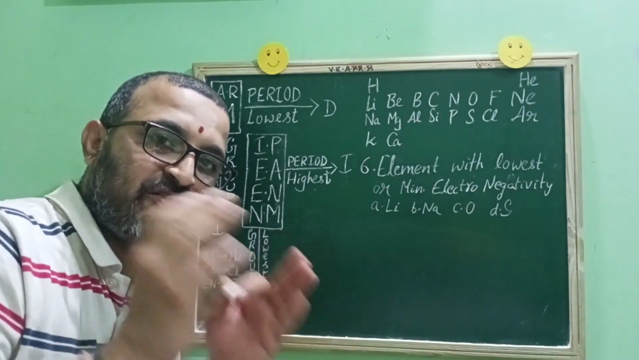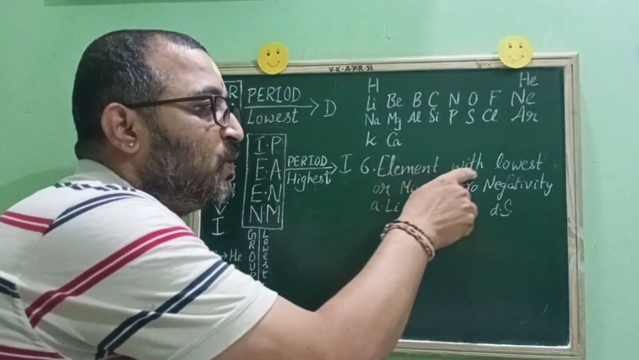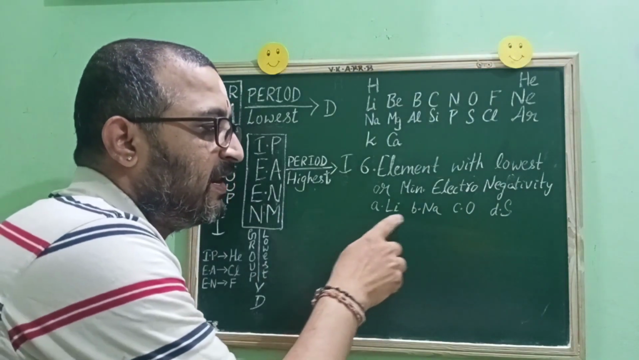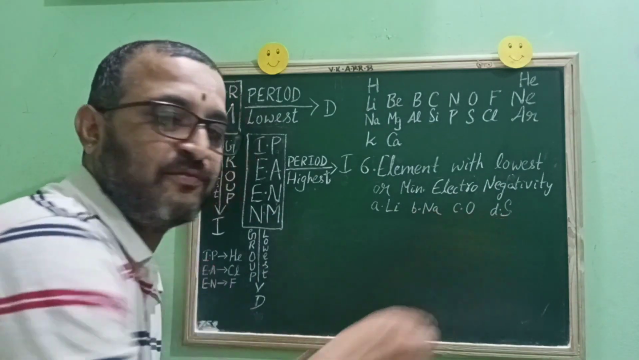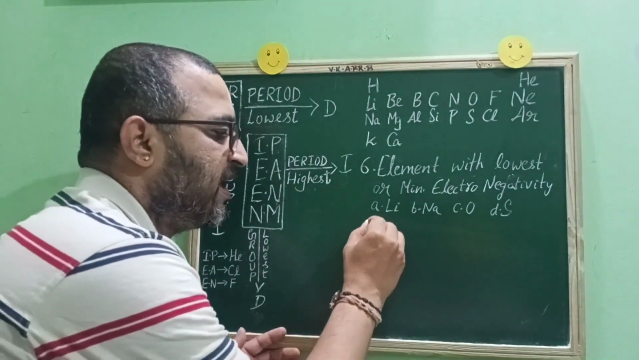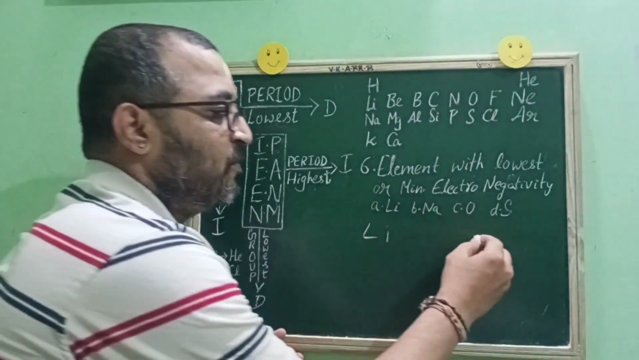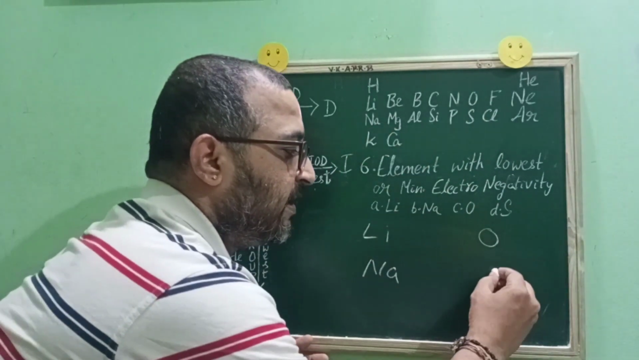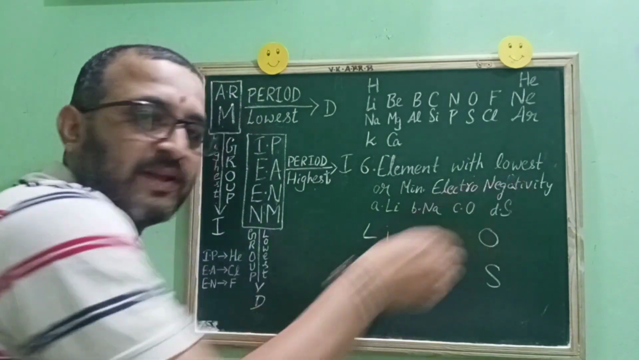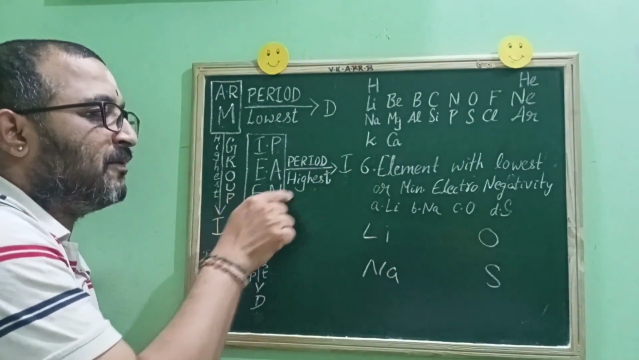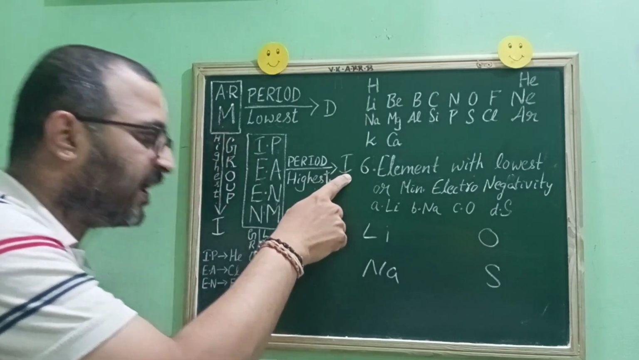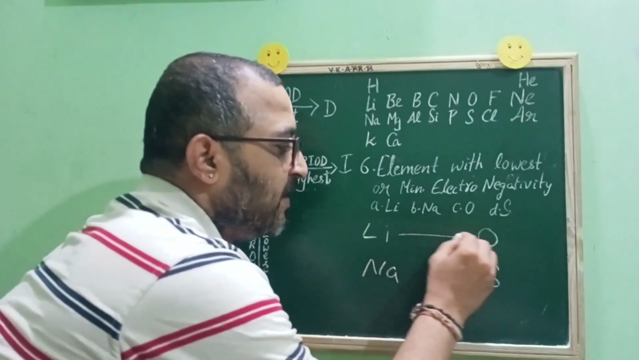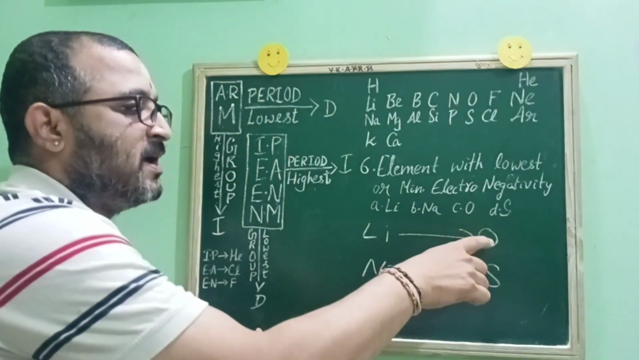Okay, children, let us go to the next question. Element with lowest or minimum electronegativity. The options are lithium, sodium, oxygen and sulfur. As usual, we'll arrange these elements. When we do the arrangement, lithium and then we'll get oxygen and then it is sodium and then it is sulfur. Coming to the electronegativity, across the period, the electronegativity is going to what, children? Increase. And down the group, it is going to what? Decrease.